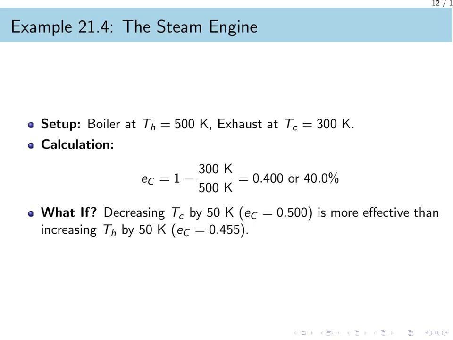If a boiler operates at 500 Kelvin and exhausts at 300 Kelvin, the Carnot efficiency is calculated as 1 minus 300 divided by 500, which equals 40%. If we want to increase this efficiency, decreasing the cold reservoir temperature by 50 Kelvin results in an efficiency of 50%. In contrast, increasing the hot reservoir temperature by the same 50 Kelvin only yields an efficiency of about 45.5%. This demonstrates that lowering the cold temperature is mathematically more effective.